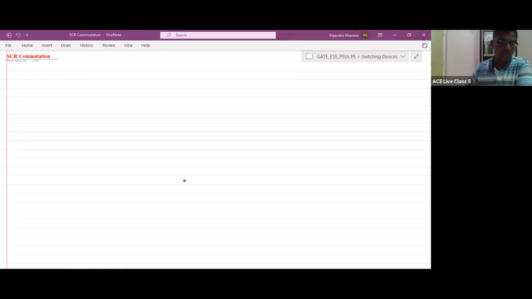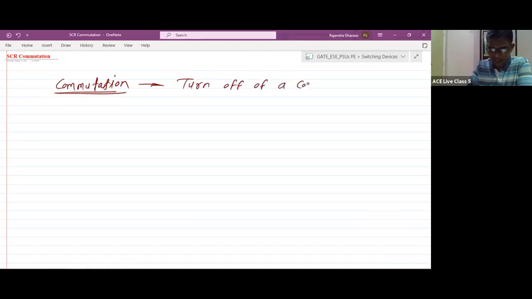Okay, next, SCR commutation. Already we have discussed the turn on methods of the SCR. Now let us discuss the commutation of the SCR. So first thing is, commutation means turning off of a conducting SCR. That is nothing but the commutation.